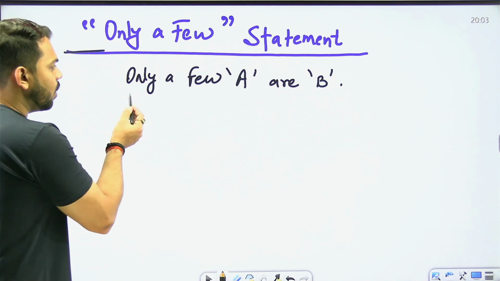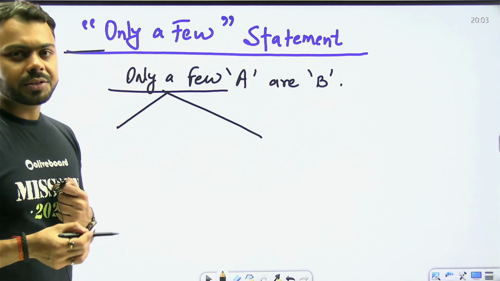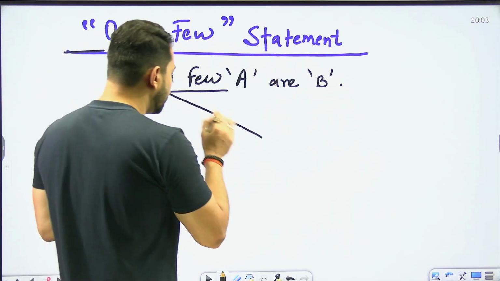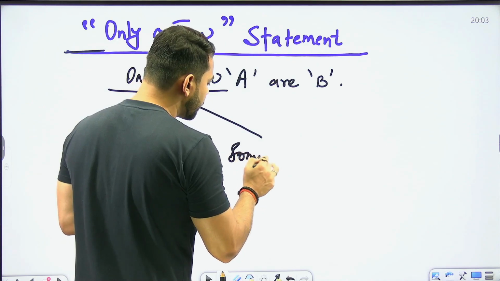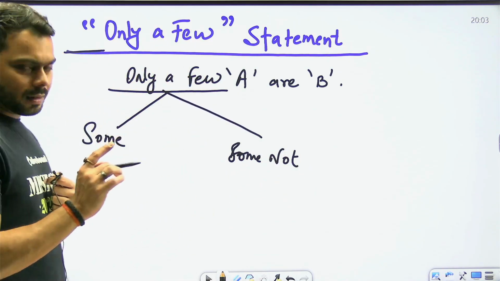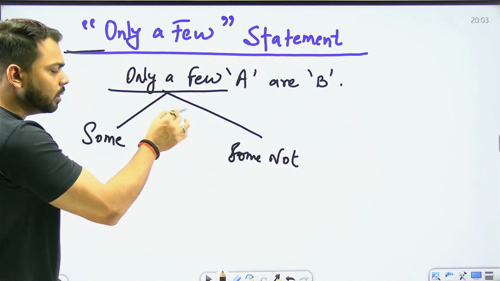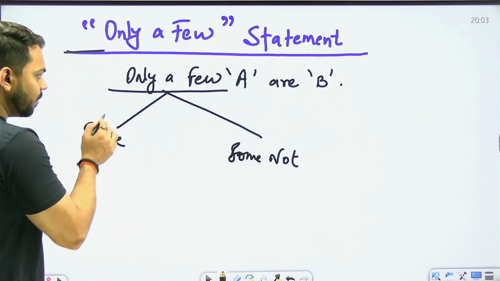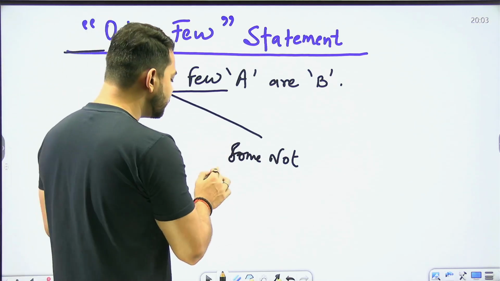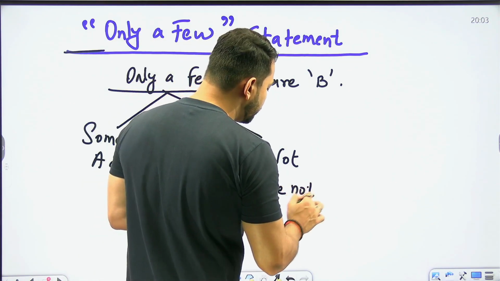When it is given "only a few", it denotes two types of statement. One is "some" and the other is "some not". That means if it is given, for example, only a few A are B, then it will define two different types of relation. One will be some A are B and the other will be some A are not B.